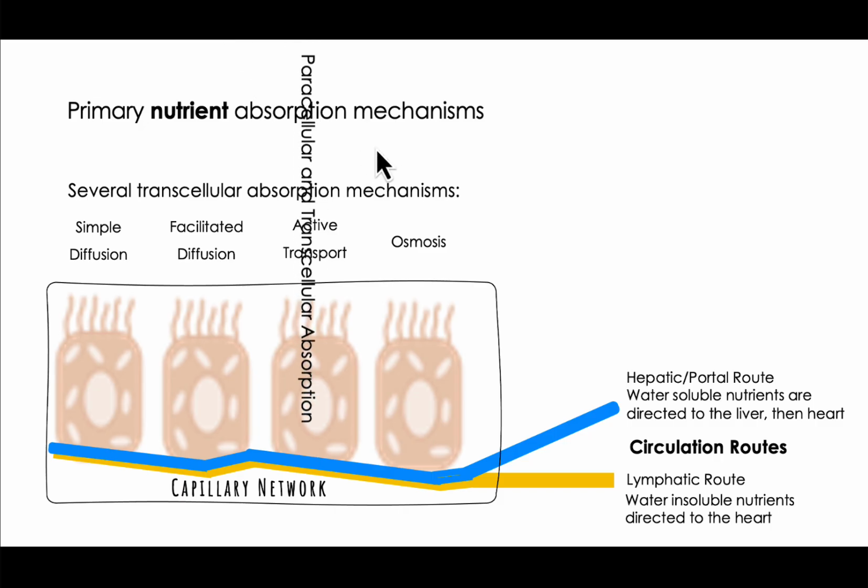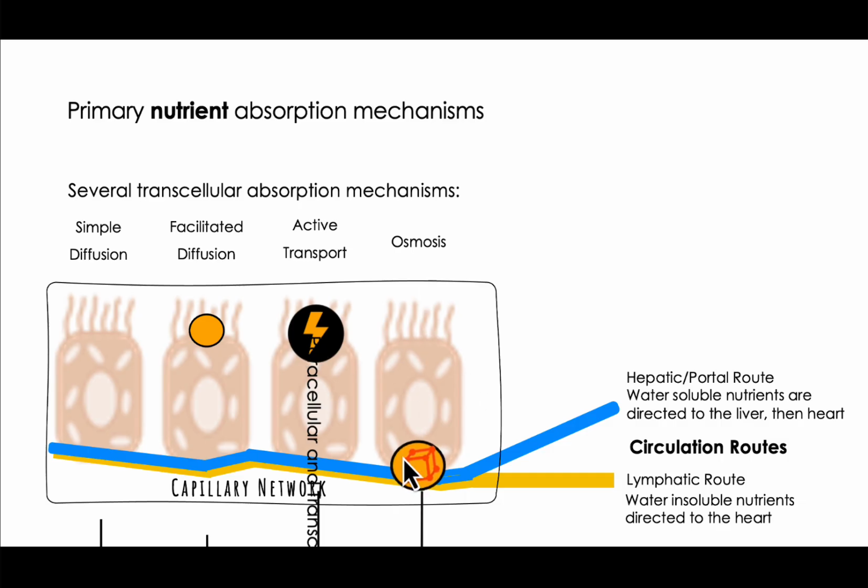There are lots of different ways that we absorb. Some of them go right through the cell with no assistance whatsoever, and some require more things. Like this one needs a carrier here at the cell membrane. This one needs energy. This one actually happens through salt attraction and ion attraction. So osmosis, where nutrients are coming through based on their attraction.